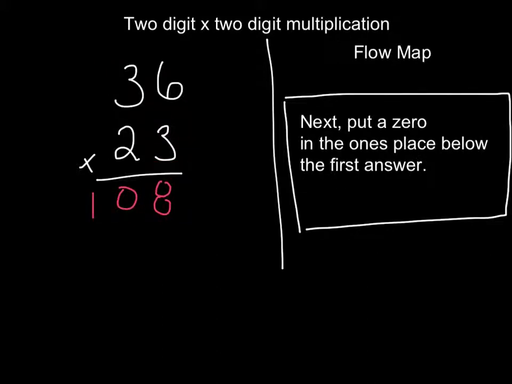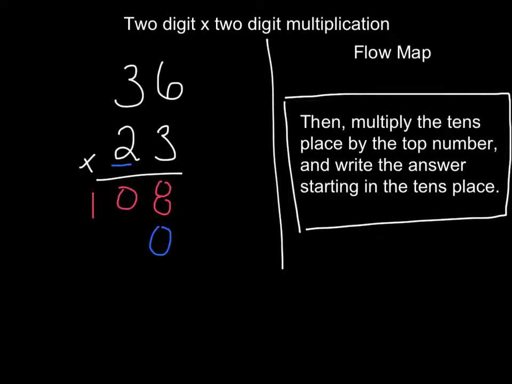After we multiplied the ones place in the bottom number, we need to multiply the tens place in the bottom number, which is a 2. Our flow map step is to put a 0 in the ones place below our first answer. Like Sal said, this is because the 2 is actually in the tens place, so it's not really a 2 times 36, this is a 20 times 36, and we just start our answer in the tens place.